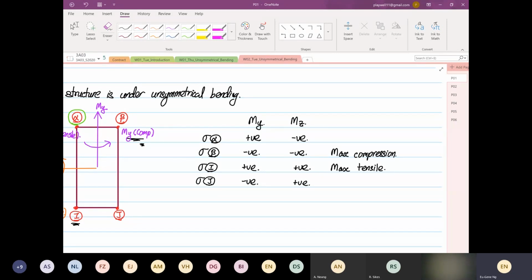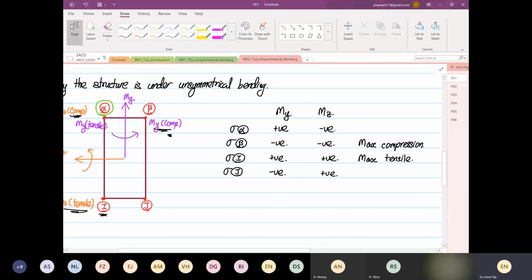Okay, so this is what we classify as unsymmetrical bending. Based on what? Based on stress field again. Okay, based on unsymmetrical bending, right? So this is based on stress field.